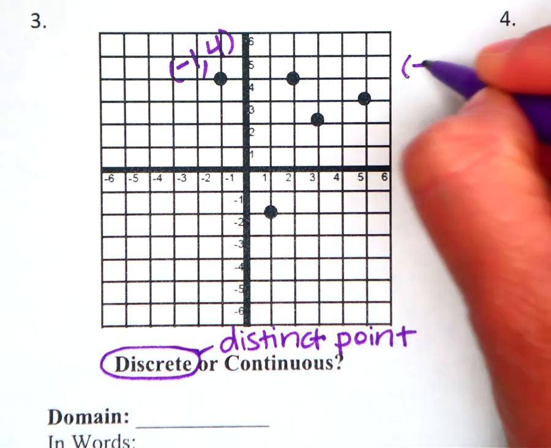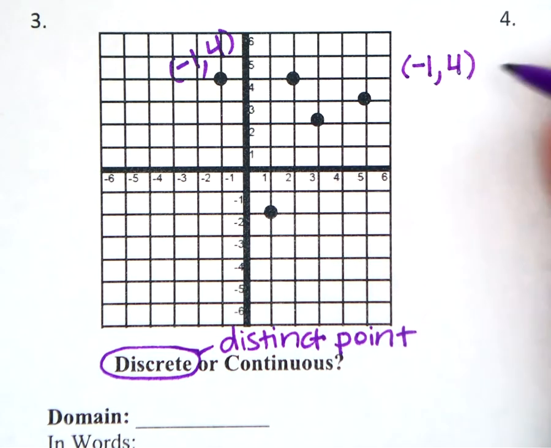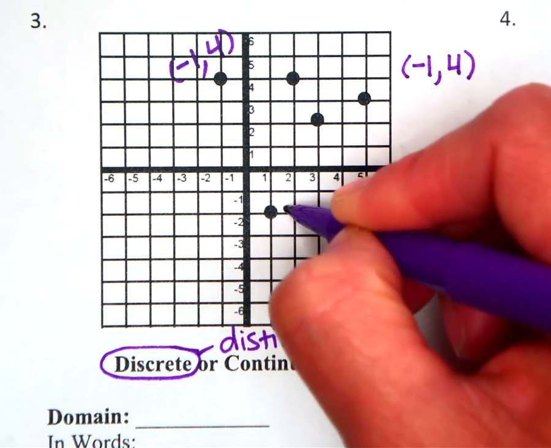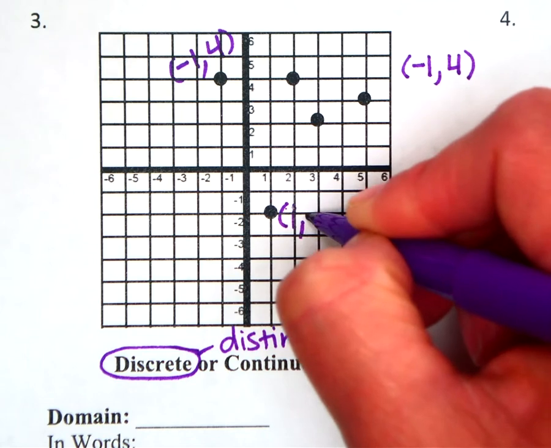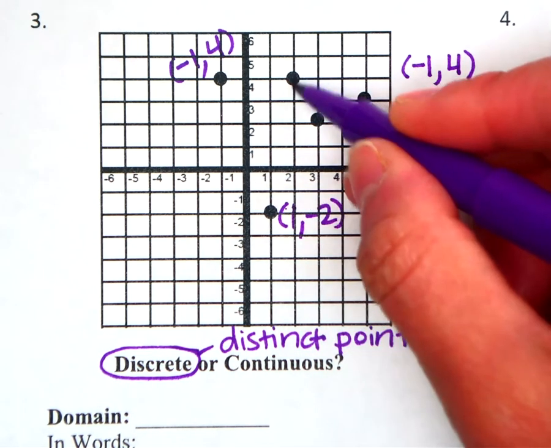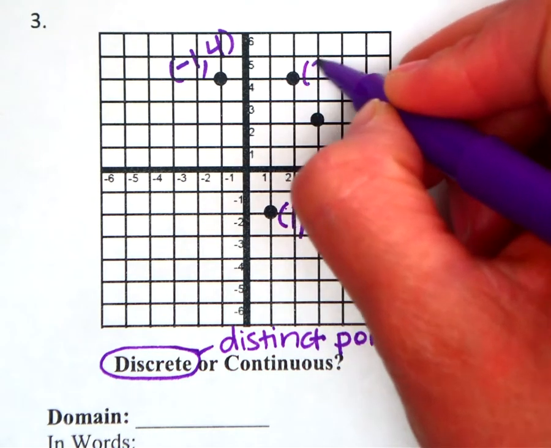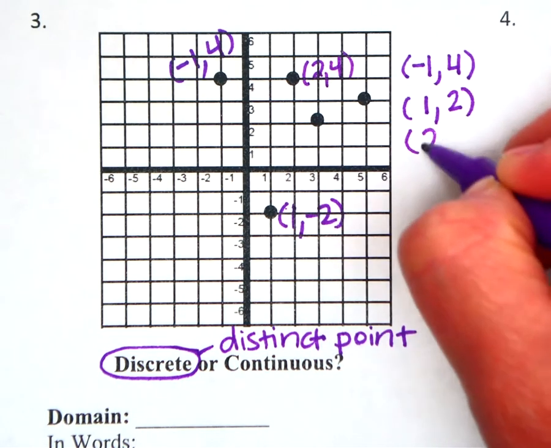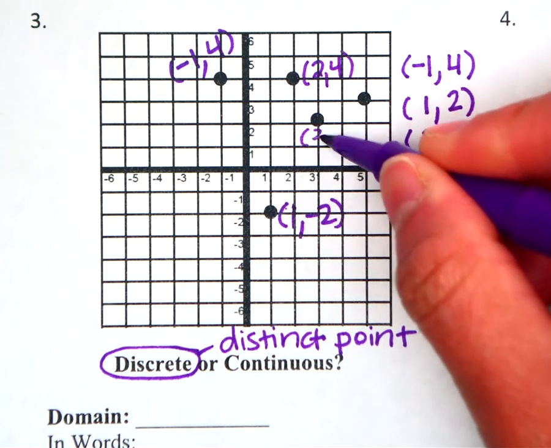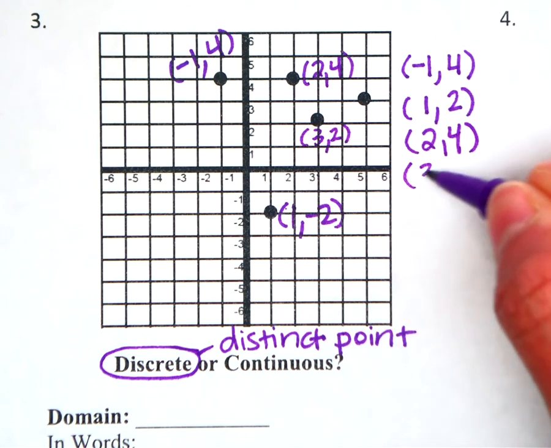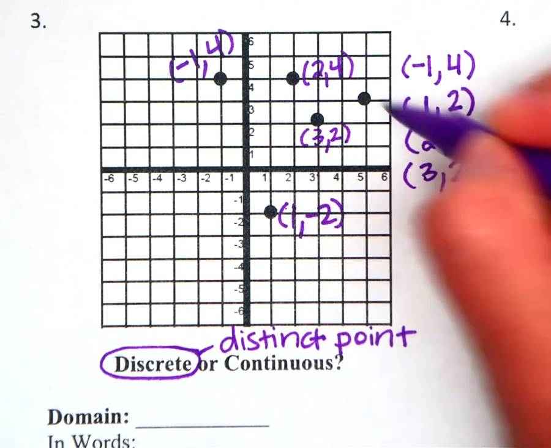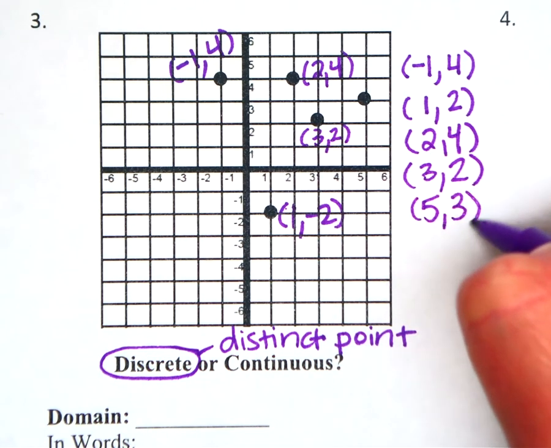And I can list them off to the right if this is difficult to see. -1, 4. Here, I'm going to have a point at +1, -2. So +1, -2. Then I have this point here at 2, 4. So 2, 4. Next point is at 3, 2. 3, 2. I'm going to write it off to the side in case you cannot see it. And 5, 3. 5, 3.